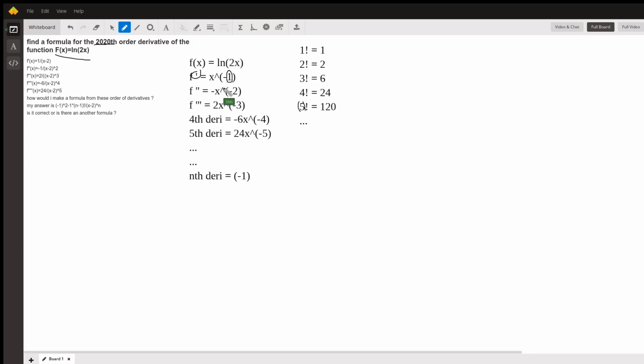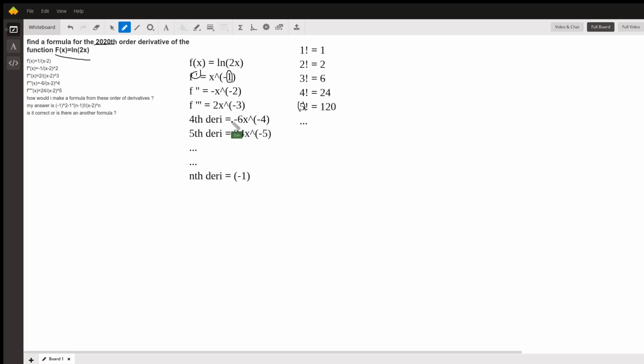Taking the derivative of that will be x to the power of negative 1. Taking the derivative of that will be negative x to the power of negative 2, and so on. I listed here some factorials, but let's take a closer look to figure out if we can make any pattern in the nth derivative.